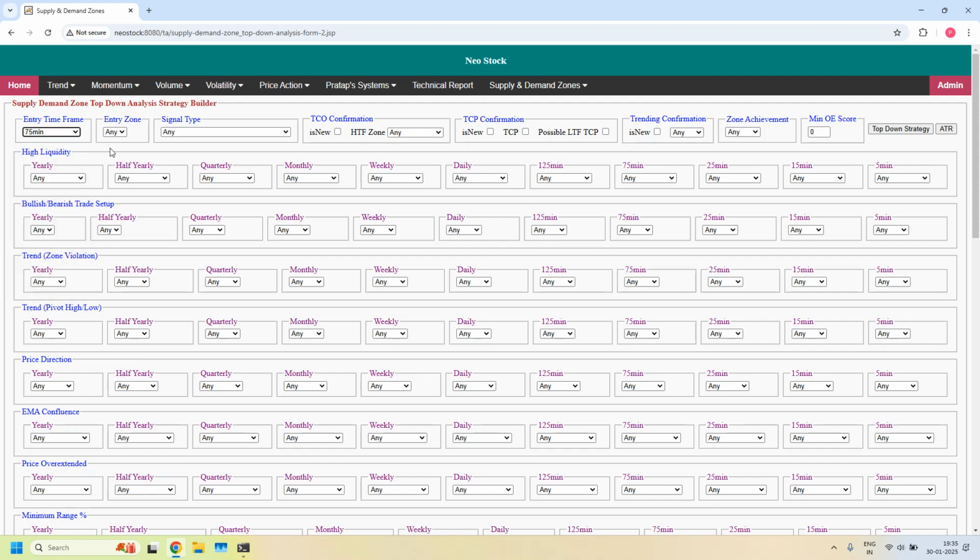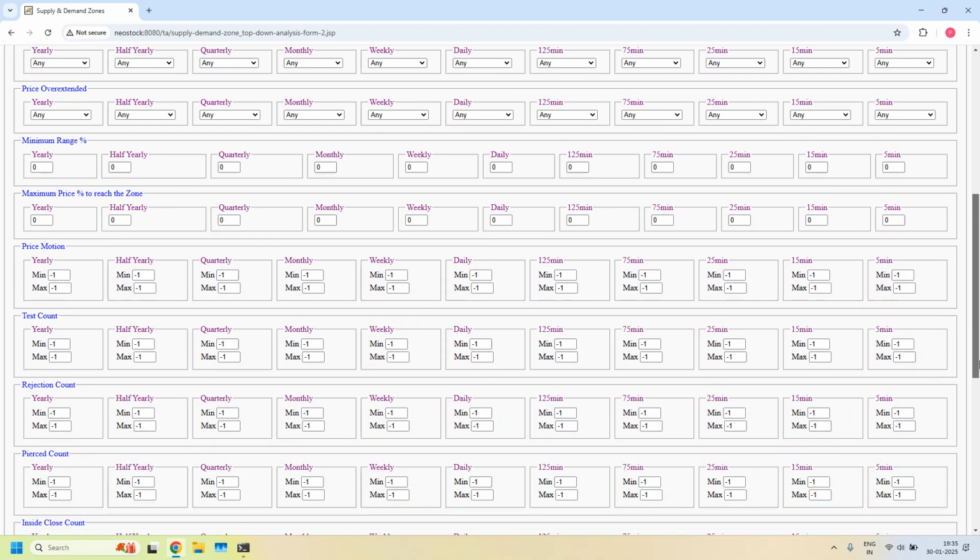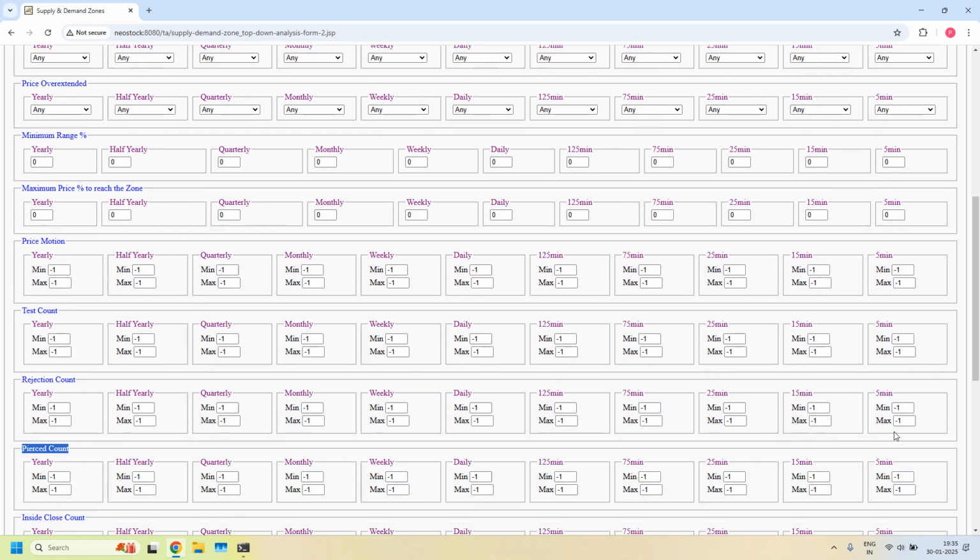Next, let us look for bearish trade setup for weekly income trade. Entry time frame 75 minutes. Entry zone should be supply zone. And also in bullish or bearish trade setup at 75 minutes time frame, I am selecting bearish. Three filters we have to set to 75 minutes supply zone. First filter is the 75 minutes supply zone should not be pierced. So at 75 minutes time frame, minimum value 0, maximum value 0.